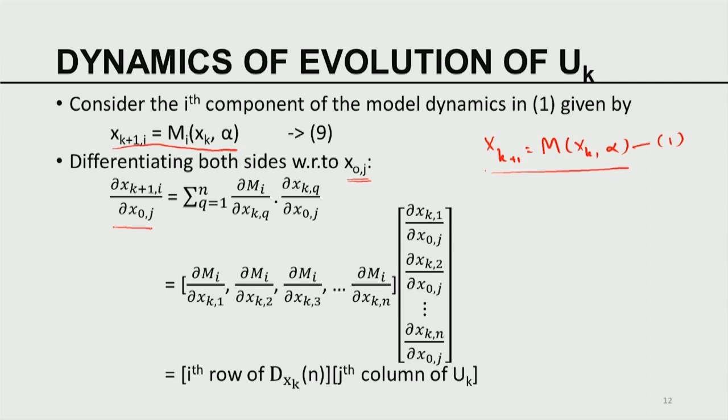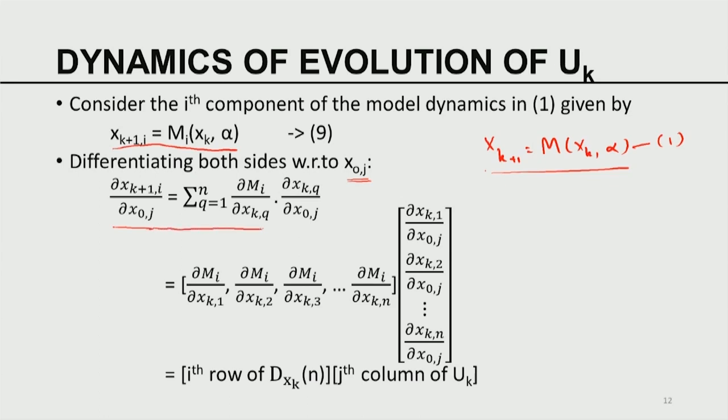Now, I can use the chain rule. Alpha does not depend on x naught, xk depends on x naught, Mi depends on xk and xk depends on x naught. So, I have to use the chain rule in standard calculus. So, the left hand side is equal to partial of Mi with respect to the qth component of xk, times the partial of the qth component of xk with respect to the jth component of x naught. So, the product of these two partial derivatives. Now, q is an arbitrary one, q can take the value 1, 2, 3 all the way up to n. So, I have to sum it up over q.